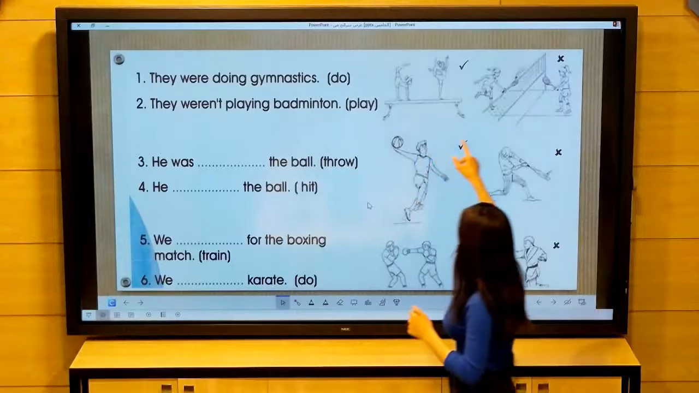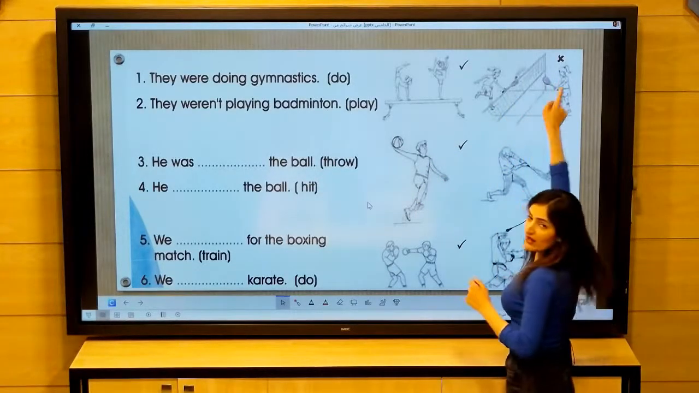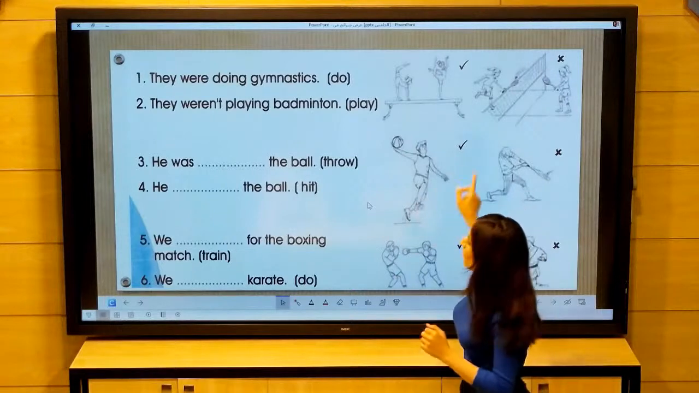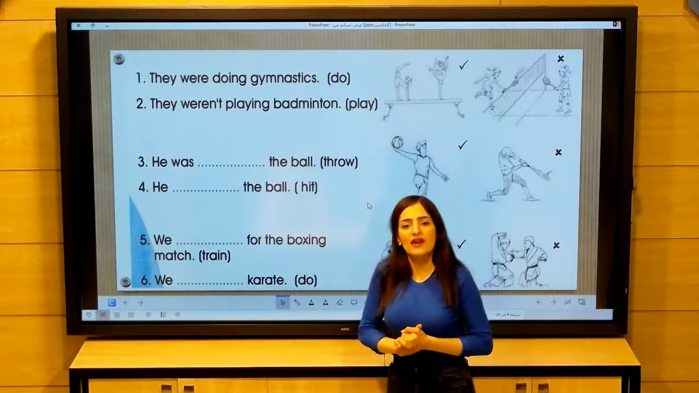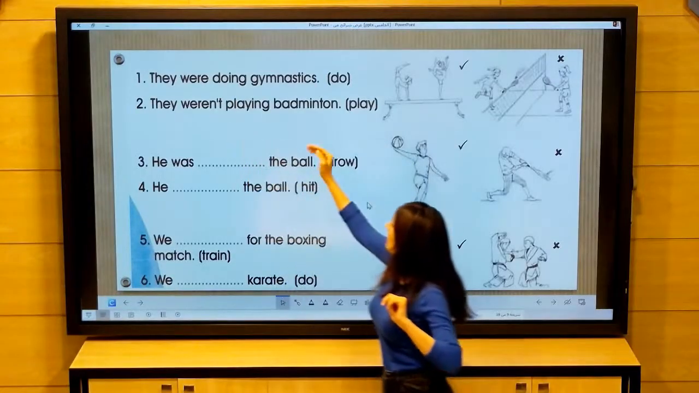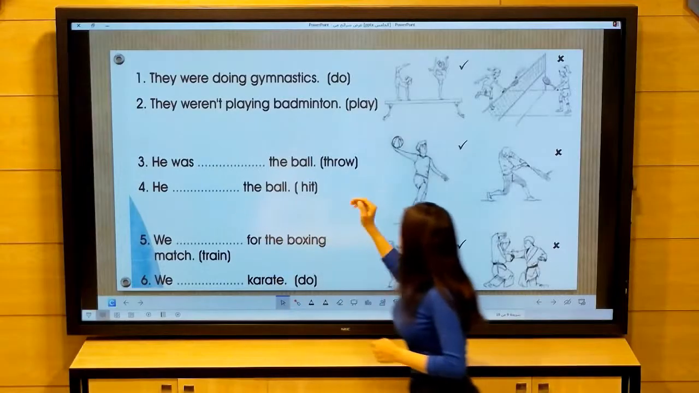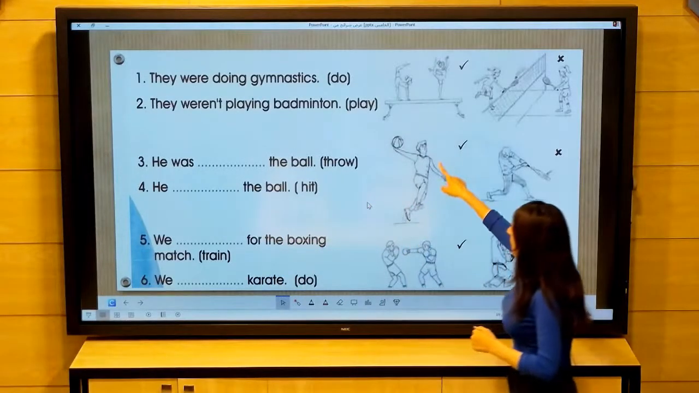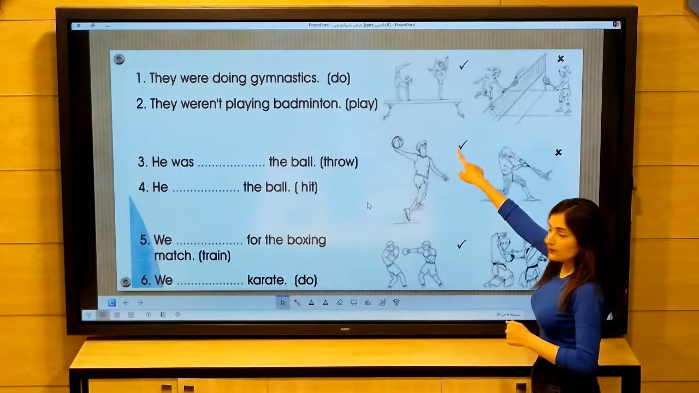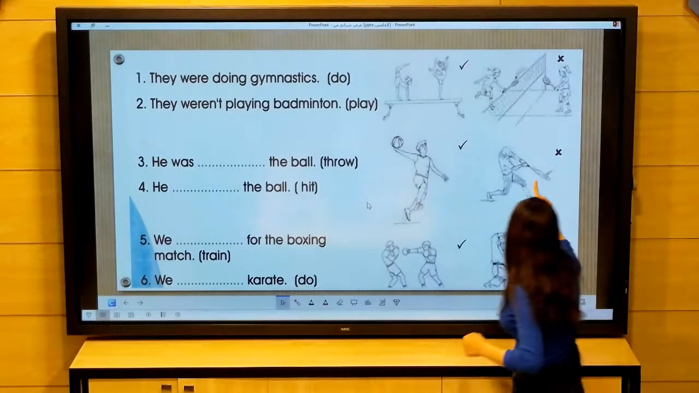Are they playing badminton? No. Look here, we have a negative sentence. So for the negative, we will put "not" with the verb to be: "They weren't playing badminton." Number 3, "He was throwing the ball." Look here, he was throwing the ball. Here, he hit the ball.